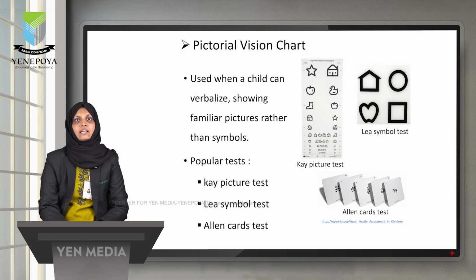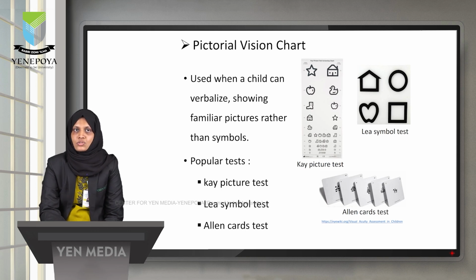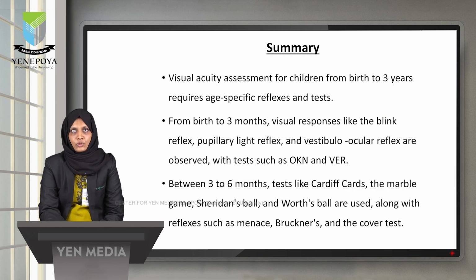Next is the pictorial vision chart. It is used when a child can verbalize, showing familiar pictures rather than symbols. The popular tests are Kay picture, Lea symbol, and Allen card test. These all are pictorial vision charts. So let's move into the summary.